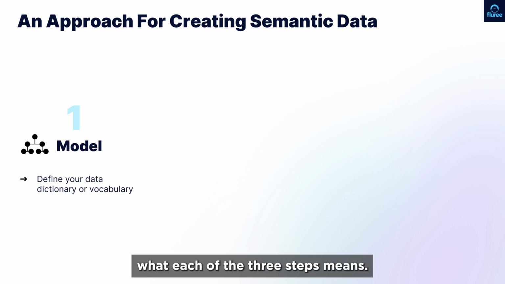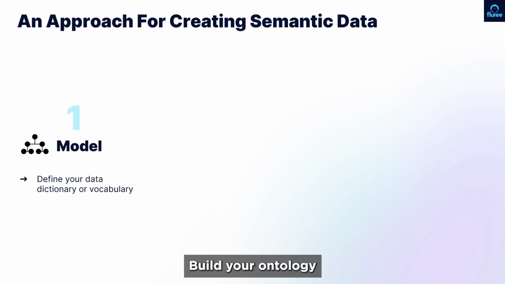Now, when we're talking about this framework for model, map, and connect, let's define what each of the three steps means. The very first step is called model. Model, simply put, is to define your data dictionary or your vocabulary. Build your ontology or build your taxonomy. Describe the world the way you want to be able to relate to things that matter or are of importance to you.